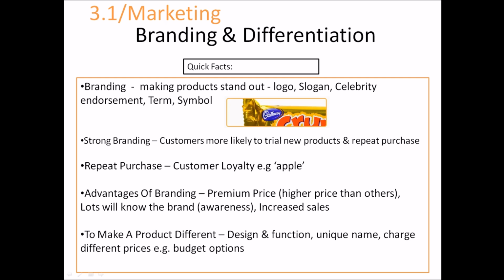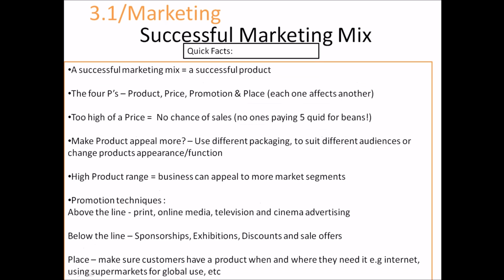To make a product different, we can change its design and function, have a unique name, charge different prices. For example, budget option. What I mean by that is Samsung, they have a really expensive option and then they'll have more budget options, so it opens up to more target audiences, which is obviously good.